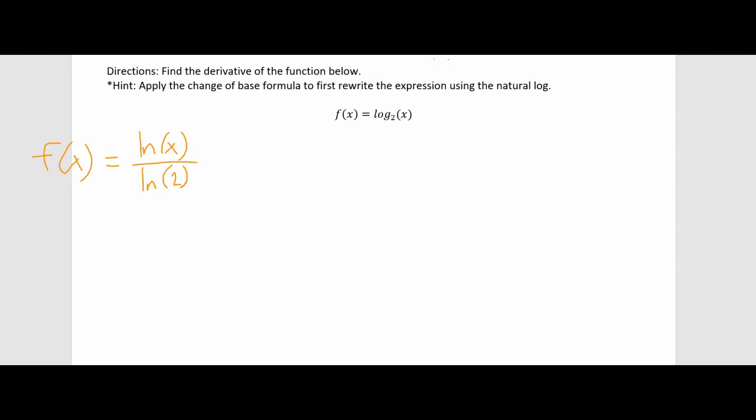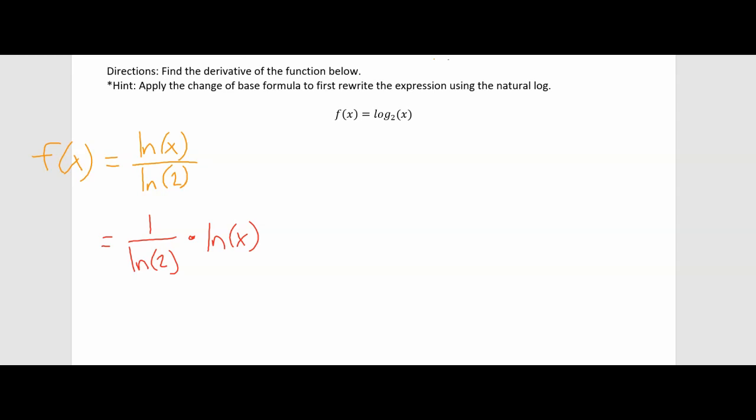Now that we have our function expressed in terms of natural logs, we should be able to go ahead and take a derivative here. One thing that may help you is to even rewrite it one more time. So 1 over the natural log of 2 times the natural log of x, because that really solidifies the fact that this 1 over the natural log of 2 is just our coefficient, right? It's our coefficient of the natural log.